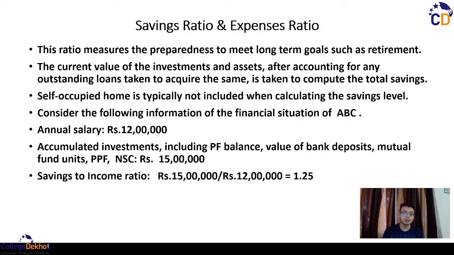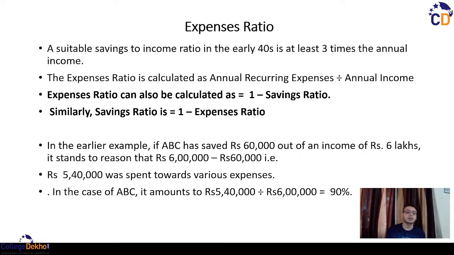Because here you are taking into account accumulated investments. Ultimately you are saving because you are channelizing your savings into investments. Or like the people who have knowledge about economics, savings are called leakages to the economy. Because ultimately they do not help your corpus to grow nor help the GDP to grow, because investments are a major component of GDP, right? So ultimately if your investments are rising, it's an injection to the economy and that will increase the amount per se. Then a suitable savings to income ratio in the early 40s is at least 3 times the annual income.